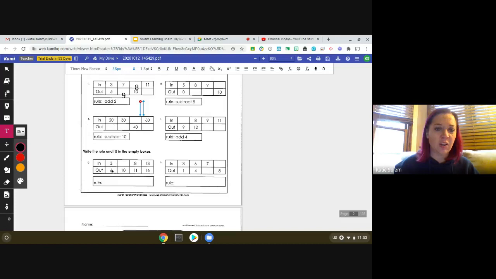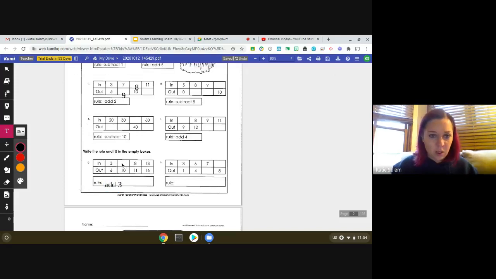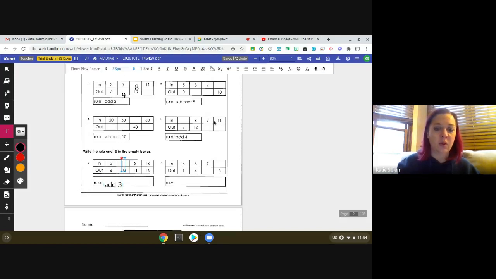What happened to all of these numbers? Well, I noticed that they all got bigger by 3. So our rule was that we had to add 3. Now, what number would have been our in number then if the rule is add 3? Again, remember, we have to go in reverse. So we'd have to do 10 take away 3 equals 7. Let's see if that makes sense. 7 plus 3 equals 10.